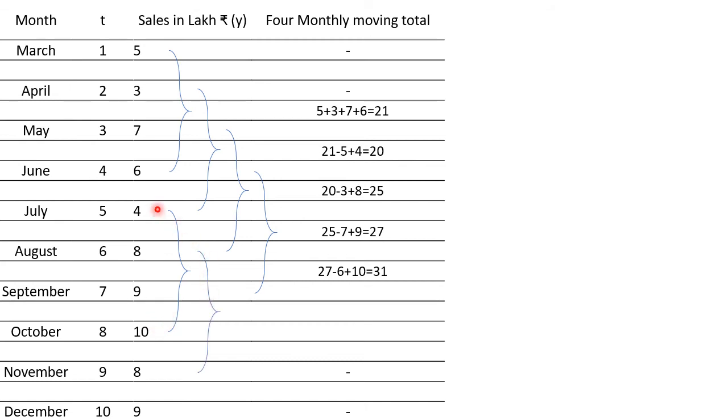Then in the 31 we are going to deduct 4 and add 8 to get 35, and in the last one we are going to deduct from 35 8 and add 9. So this way you will get your 4 monthly moving totals.